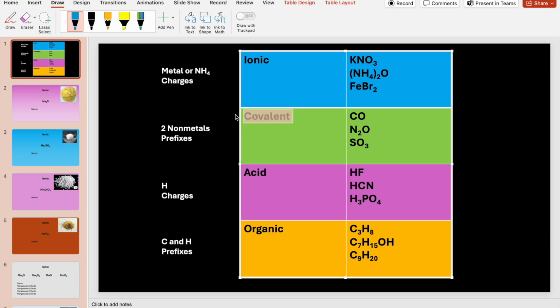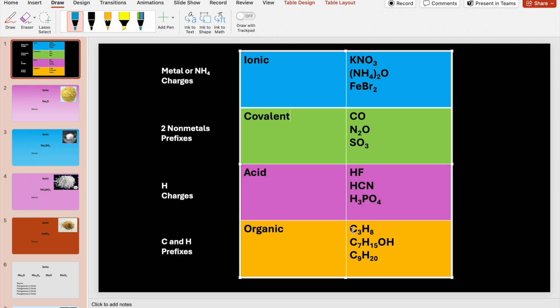So covalent, we're dealing with two nonmetals. That's how you know it. And you do need prefixes because we're not dealing with charge. Okay, and then we have acids. All acids start with H. All acids are in water. You can assume that everything you see that has an H out front is in water.